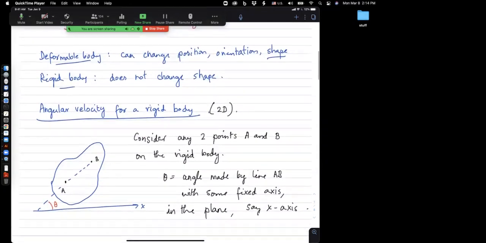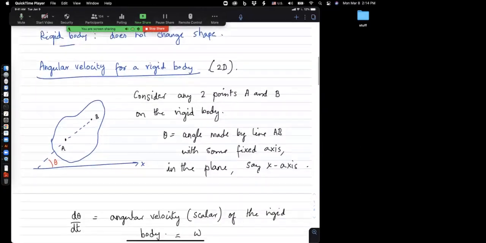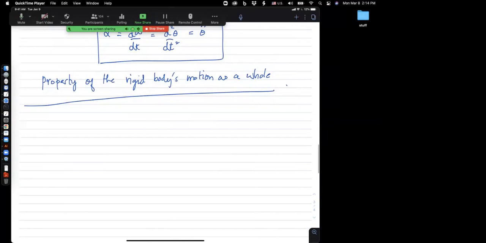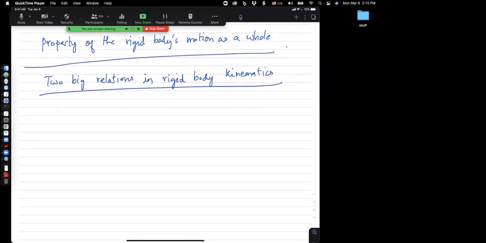So those are the main definitions. Now we'll write down a couple of formulas, which I'm not going to derive particularly, but we'll give some intuition for them. The two new objects are angular velocity and angular acceleration, and the two big formulas are the kinematics relations in rigid body kinematics. Imagine you have a rigid body with two points on it, A and B. Point A has some velocity VA and point B has some velocity VB.